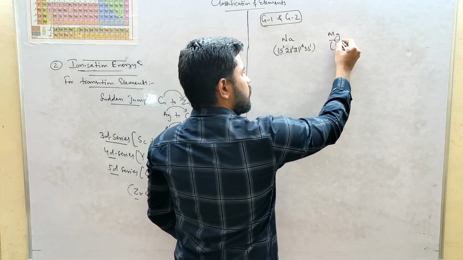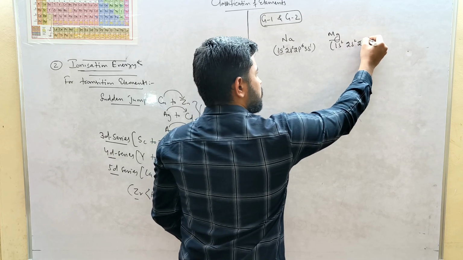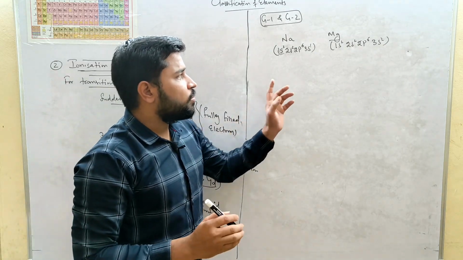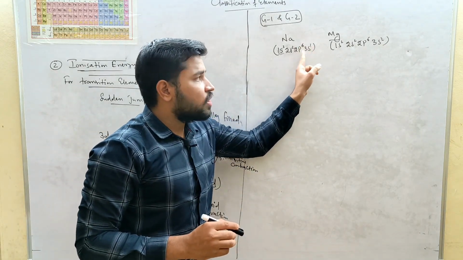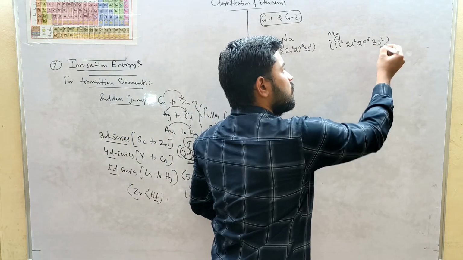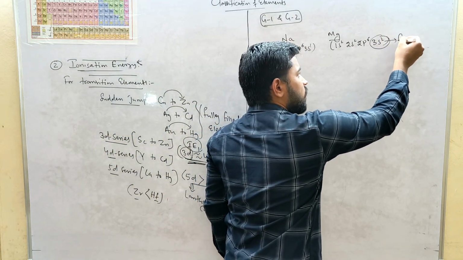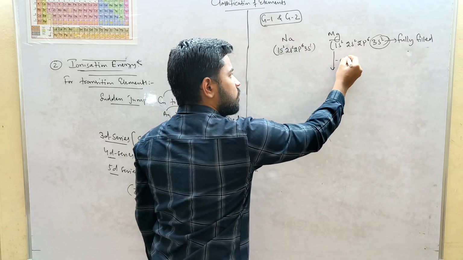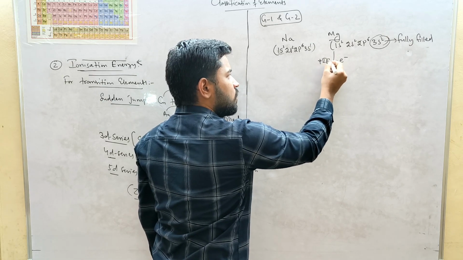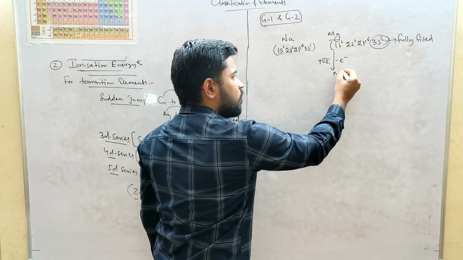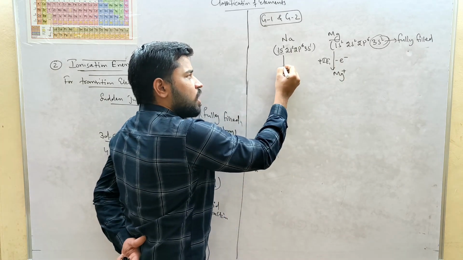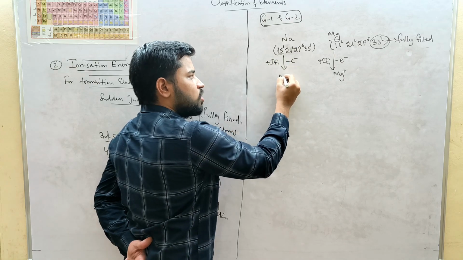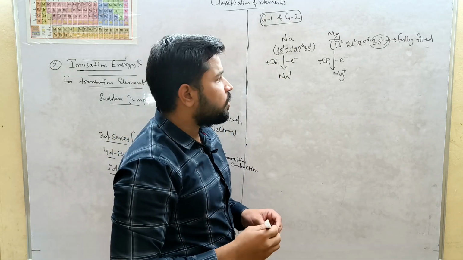For magnesium we can write 1s2, 2s2, 2p6, 3s2. In both these electronic configurations, the outermost electronic configuration is 3s1 for sodium, and here it is 3s2. In this 3s2, it is fully filled. If you want to remove one electron from this magnesium, you have to apply ionization energy, and when you remove the electron, it will become Mg plus. Similarly, you remove one electron from sodium by applying first ionization energy, and sodium becomes Na plus. Are you getting my point?